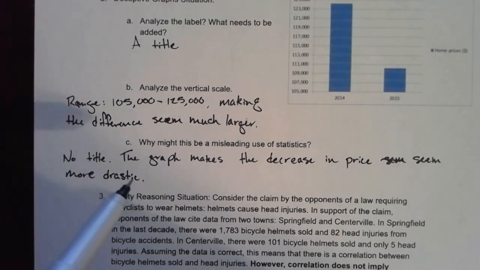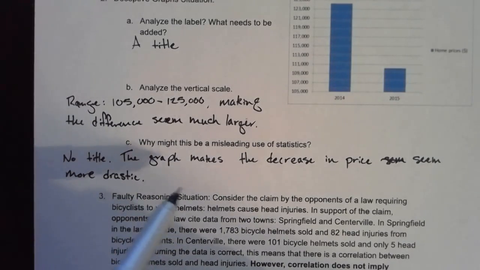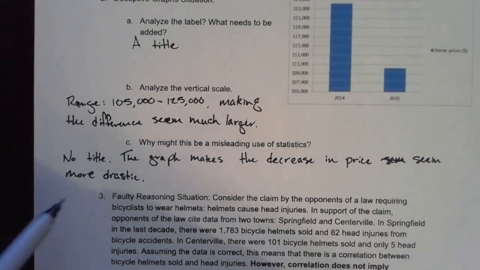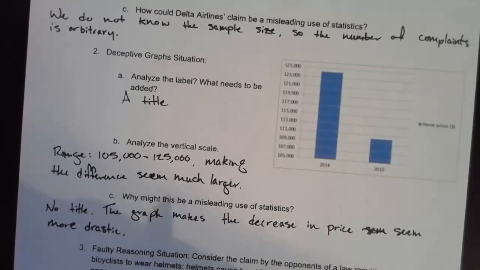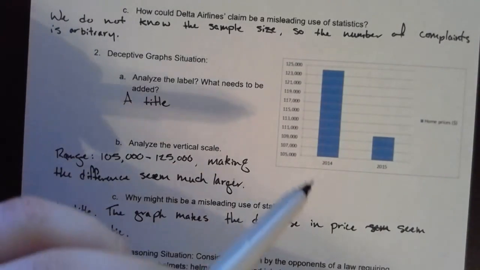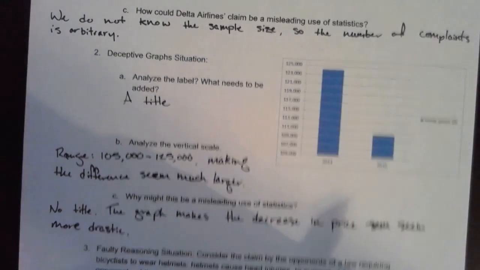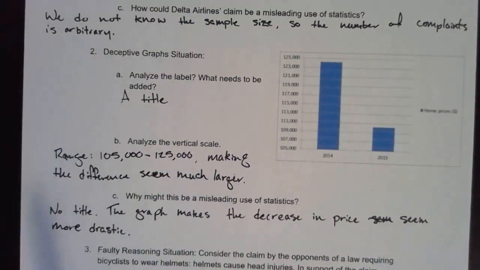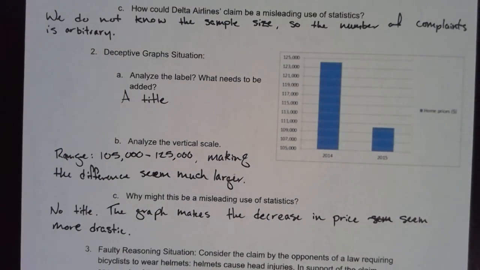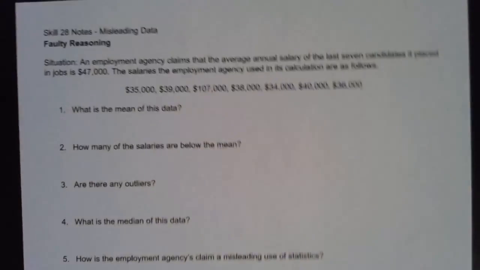First off, again, there's no title, and then the graph makes the decrease in price seem more drastic than it really is. And I think you could argue that this should be a line graph instead of a bar graph as well. Since we're talking about change over time, a line graph is probably the more appropriate type of graph for this type of data. But let's go back to the notes, this last section on faulty reasoning.